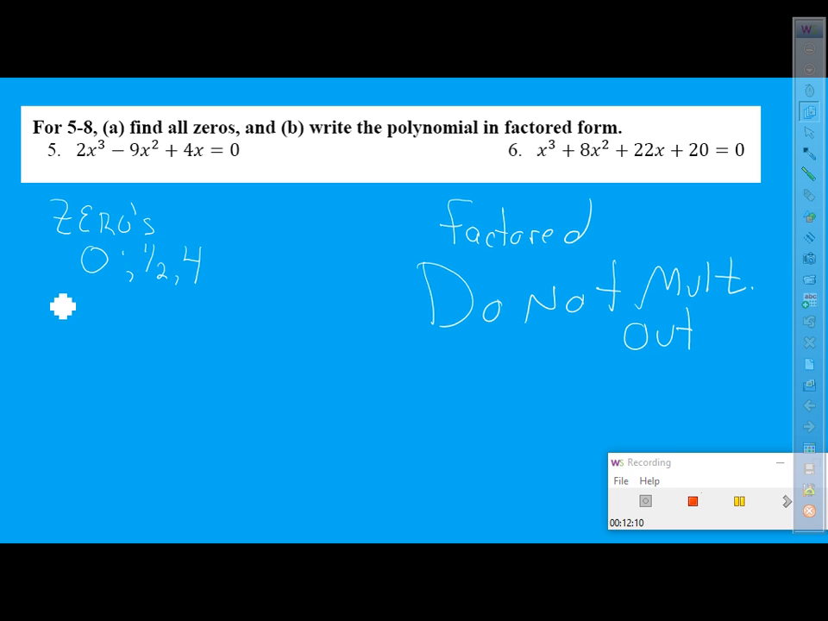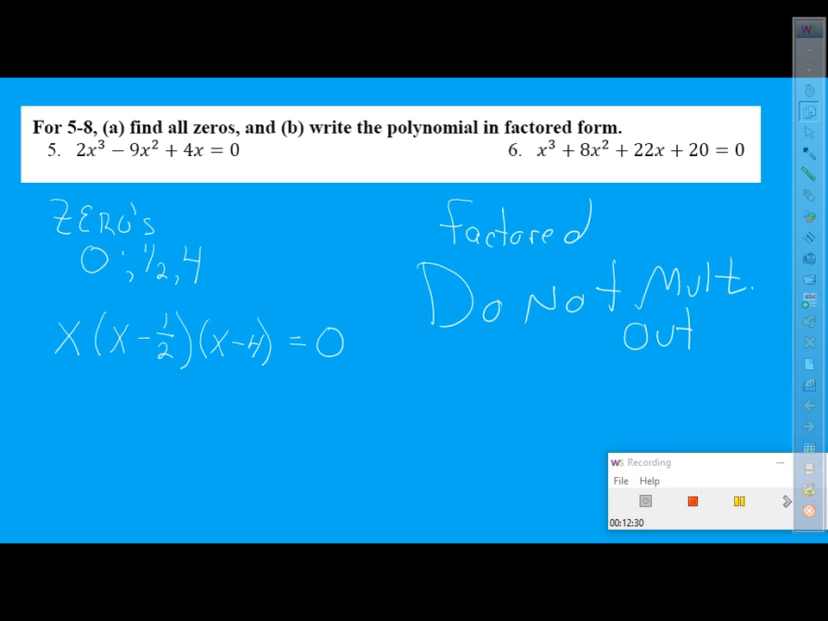So here comes. 0 is one of my answers. To get 0 as an answer, I'm going to have an x. To get 1/2 as one of my answers, I'm going to have an x minus 1/2. And to get 4 as an answer, I'm going to have an x minus 4. I'm going to go ahead and set that equal to 0.